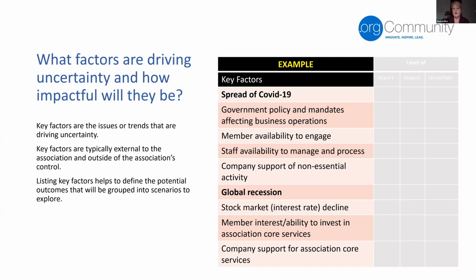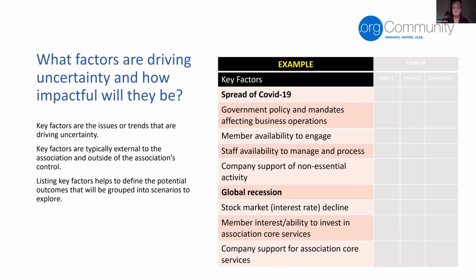So this is a good kind of research exercise. For example, I've broken these key factors, these drivers, into two categories, the COVID-19 and the global recession. Under COVID-19, some of the factors you might be looking at are government policy and mandates affecting business operation, and our members' availability to engage. If you're a healthcare association executive, especially an MD-based group, one of the things you're watching right now is what your members are focusing on. Are they going to have time to focus on association activities? Probably not in the short term. So we see that dynamic that's going to drive our business, that's going to have an impact on our business.